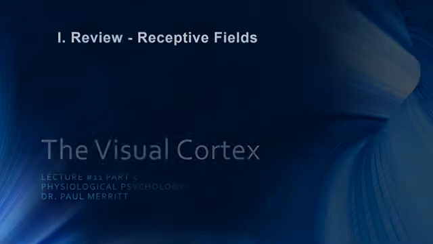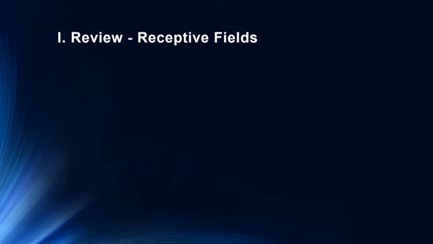I wanted to first review a little bit about receptive fields, then we'll talk about the organization of the visual cortex, or the striate cortex. We'll talk about feature detectors and their role in perception, mapping the visual cortex, and then we'll finally finish up talking about the what versus where pathways.